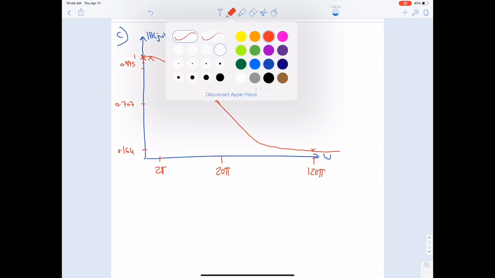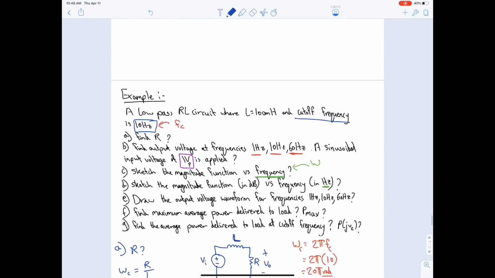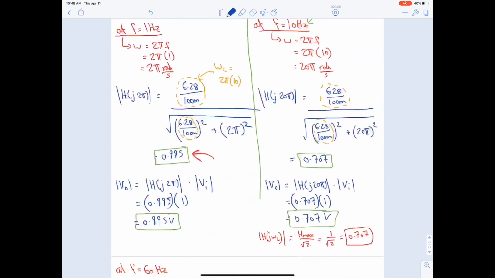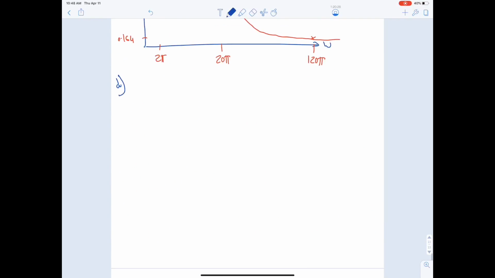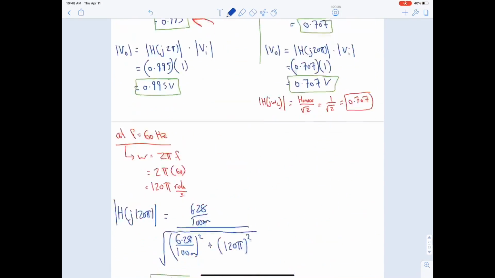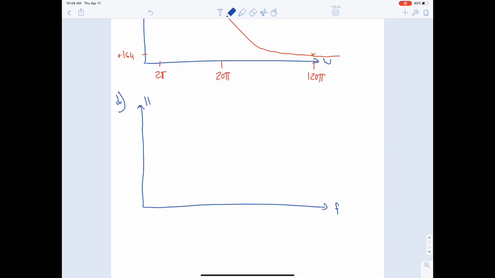Let's move on to part D. In part D, the question says, sketch the magnitude function in dB versus frequency in hertz. Now they're looking for the F. Okay, so let's see how do we do this. They are looking for the magnitude in dB versus F in hertz, right? So here they're looking for the magnitude, but in dB, okay? And with respect to F.